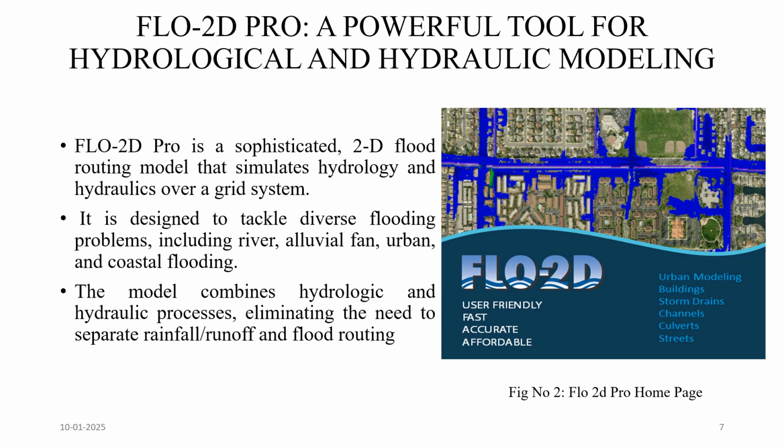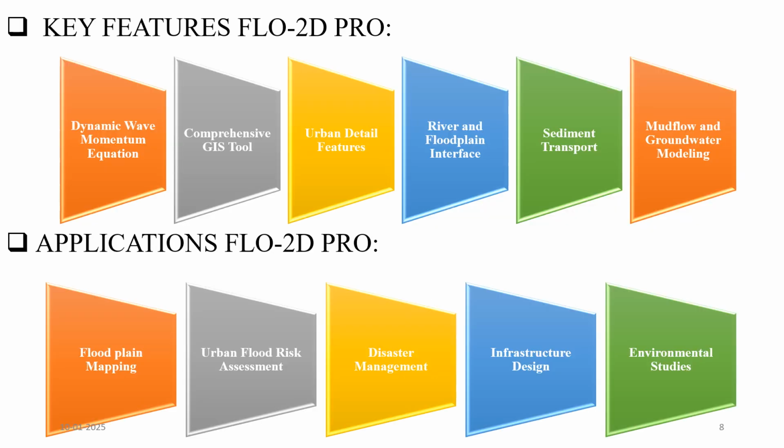Key features of Flow 2D Pro: dynamic wave momentum equation, comprehensive GIS tools, urban detail features, river and floodplain interface, sediment transport, mud flow, and groundwater modeling. Applications of Flow 2D Pro: floodplain mapping, urban flood risk assessment, disaster management, infrastructure design, and environmental studies.